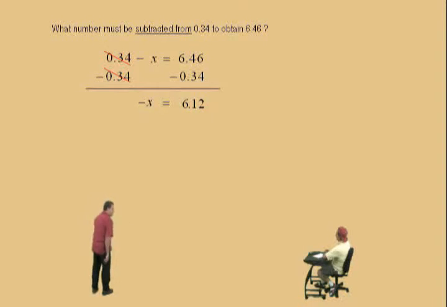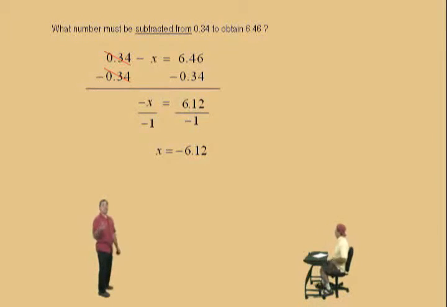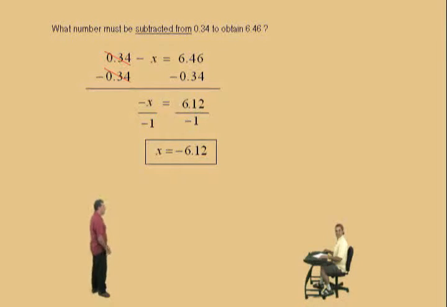And so what do we do, Charlie? Divide by negative 1. Very nice. And so our answer is x equals negative 6.12. That is correct, and you can check your answer by plugging it into the original equation that we wrote down, right? Anyway, let's move on, Charlie.